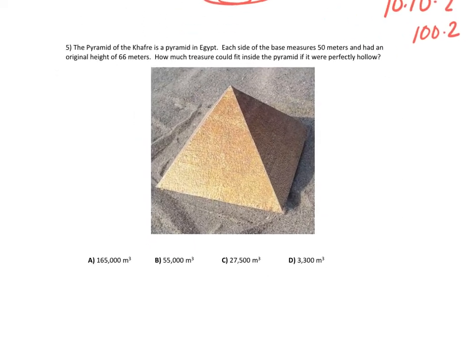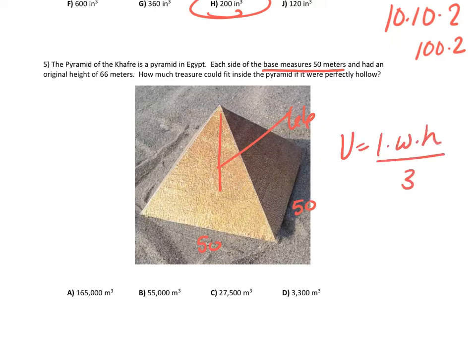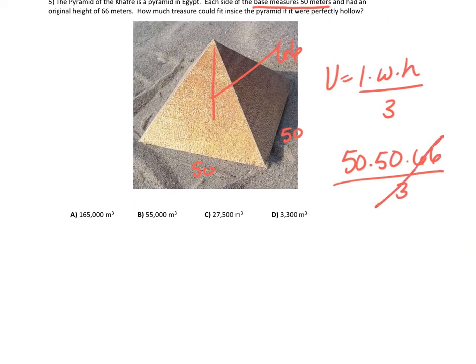Okay, number 5. The pyramid of Khafre is a pyramid in Egypt. Each side of the base measures 50. So each side of the base, 50, 50. And had an original height of 66 meters. How much treasure could fit inside? Anytime we're filling things up or putting things in, we're volume. Volume is length times width times height divided by 3. Okay, so 50 times 50 times 66 divided by 3. I would simplify it and go 50 times 50 times 22.